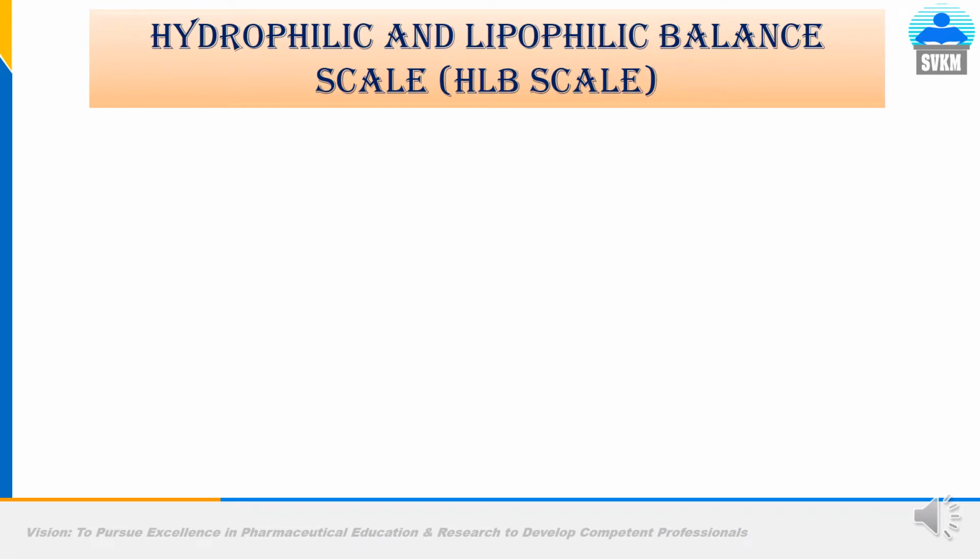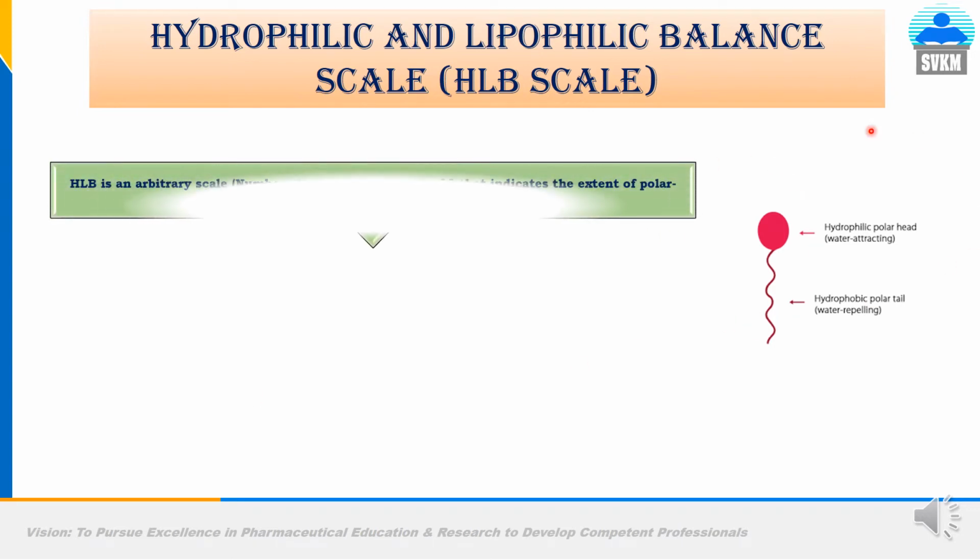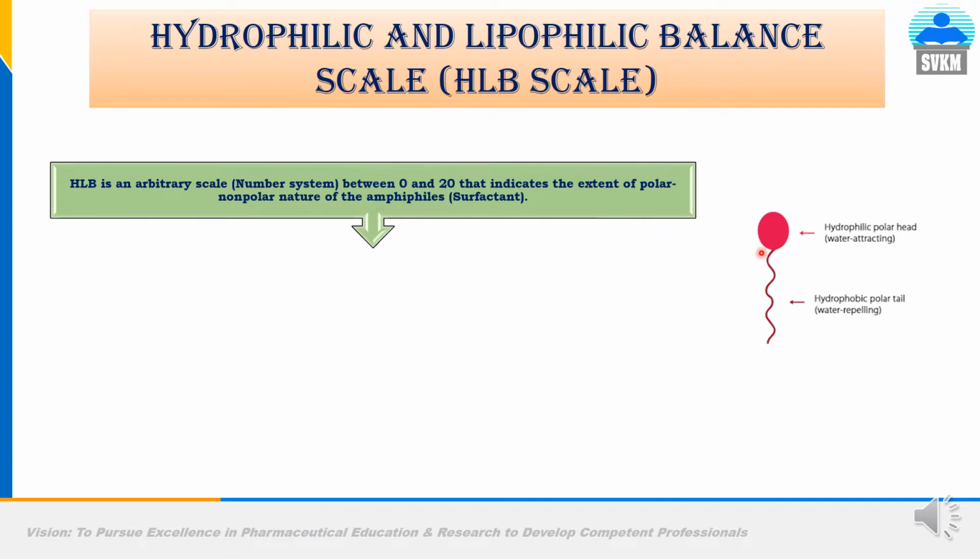Hydrophilic and lipophilic balance scale, generally we can call as HLB scale. This is a diagram of your surfactant molecule. Here the surfactant molecule generally we can call amphiphiles in nature. Why we call amphiphiles in nature? Because these surfactant molecules consist of hydrophilic polar heads as well as lipophilic tail. So these molecules impart both hydrophilic as well as lipophilic portion on the same molecule. That's why we can say the surfactants are amphiphiles in nature.